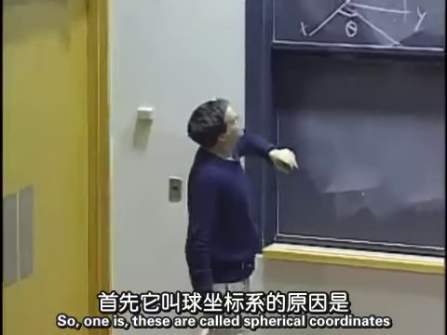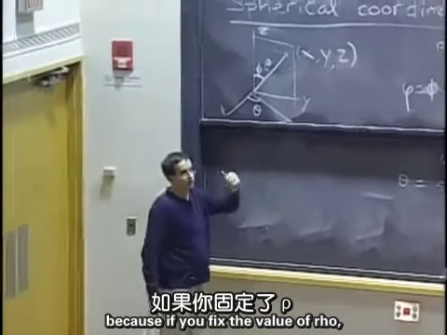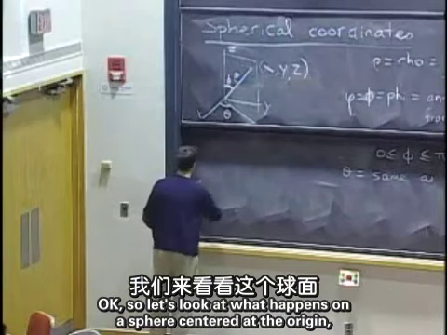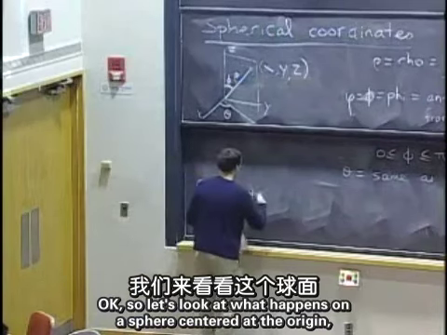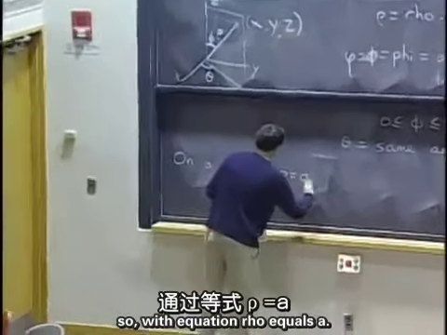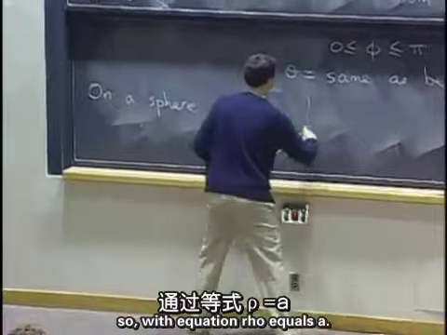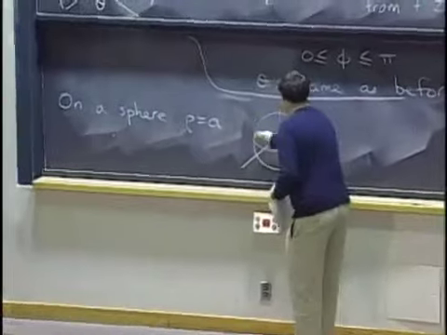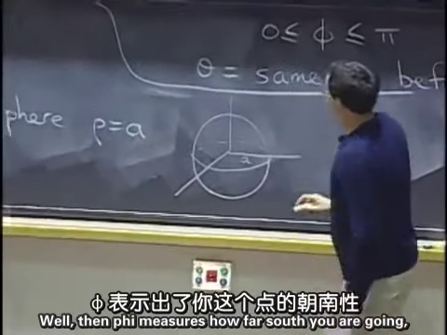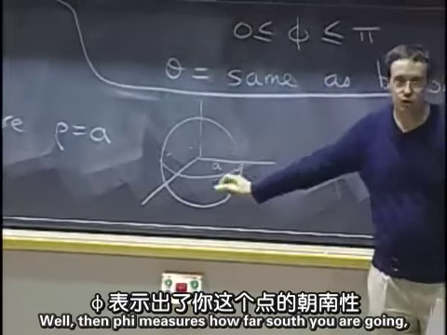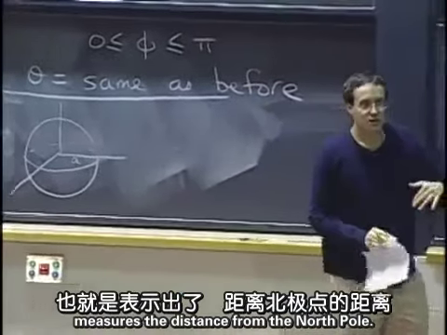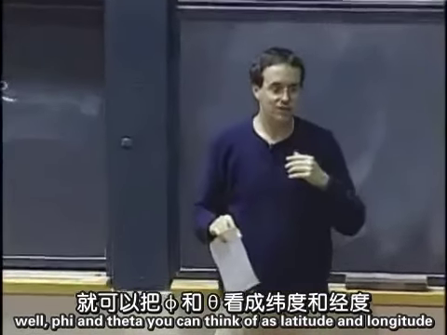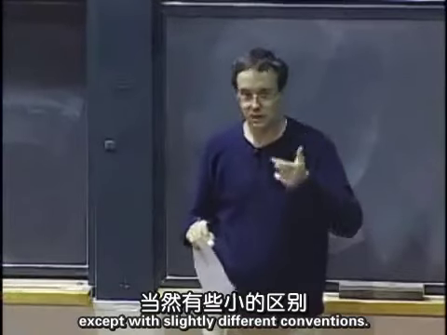So one is, these are called spherical coordinates because if you fix the value of rho, then you're moving on a sphere centered at the origin. Okay, so let's look at what happens on a sphere centered at the origin, with equation rho equals a. Well, then phi measures how far south you're going. It measures the distance from the North Pole. So if you've learned about latitude and longitude in geography, well, phi and theta you can think of as latitude and longitude, except with slightly different conventions.